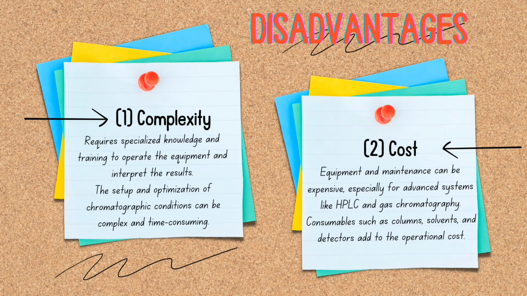Second is complexity. Chromatography requires specialized knowledge and training to operate the equipment and interpret the results. The setup and optimization of chromatographic conditions can be complex and time-consuming.